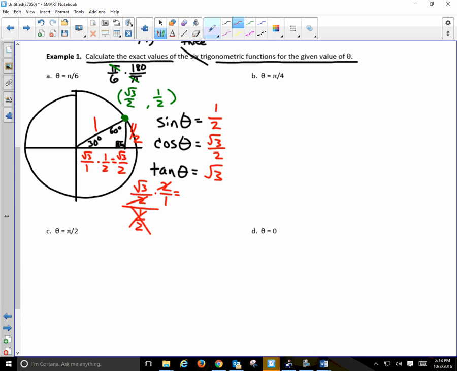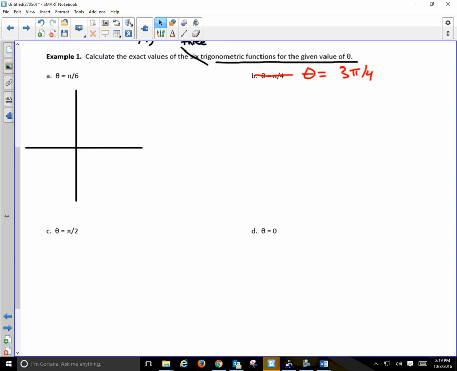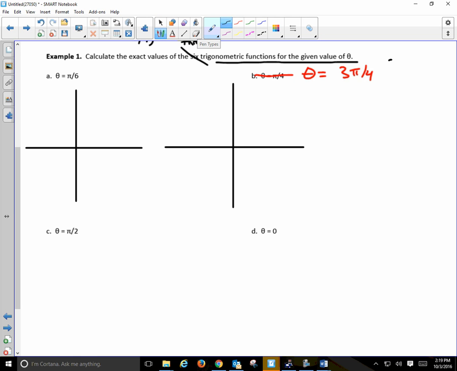Let's try another one. Instead of theta equal to pi over 6, let's do theta equal to 3 pi over 4, okay? 3 pi over 4. First step is I'm going to convert it to degrees. What do I multiply by to convert it to degrees? Yep, 3 pi over 4 times 180 over pi. Pi's cancel. 180 divided by 4 is 45 times 3 is 135.